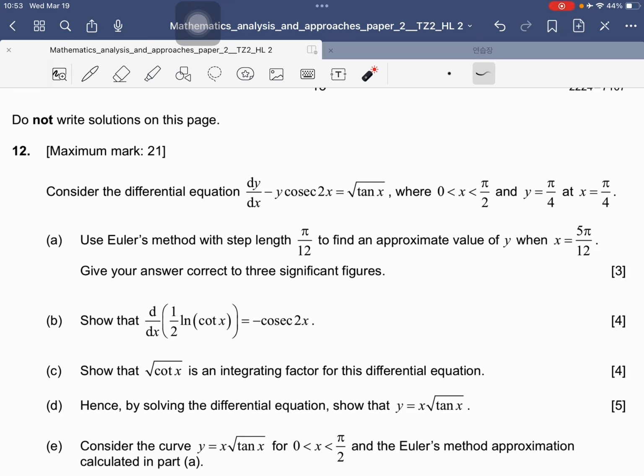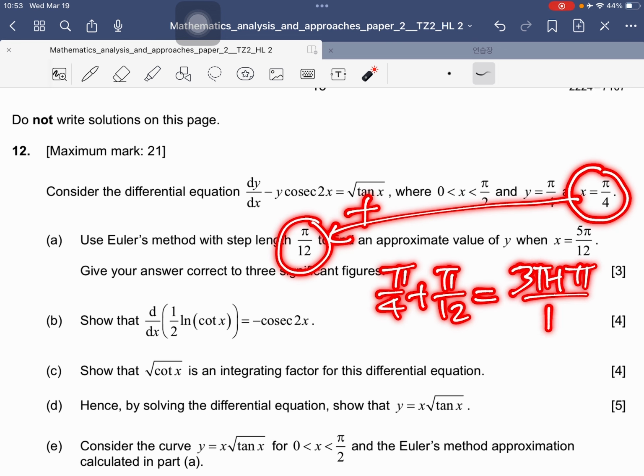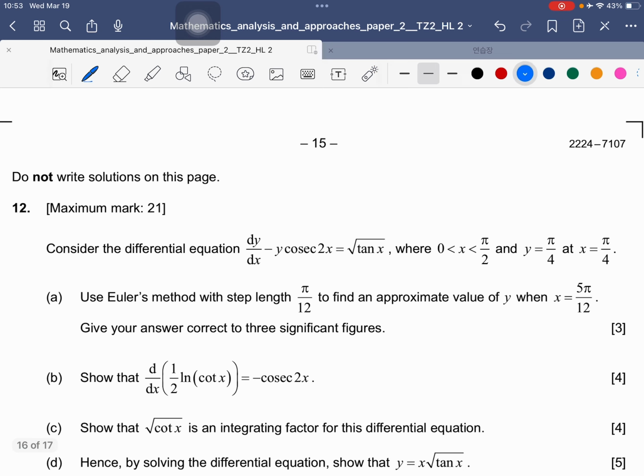So notice that applying Euler's method, the starting point is pi over 4, adding pi over 12 one time will give us 3 pi plus pi over 12, which is equal to 4 pi over 12. So if you apply Euler's method only twice, you will get to the x value of this point, right? So let's apply it.